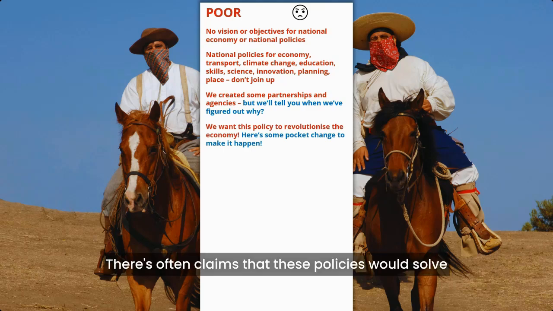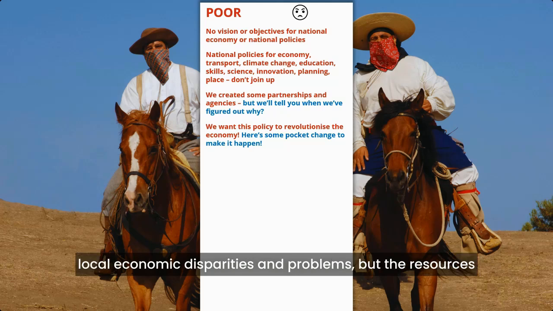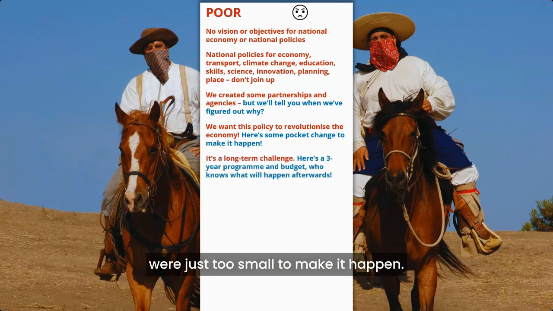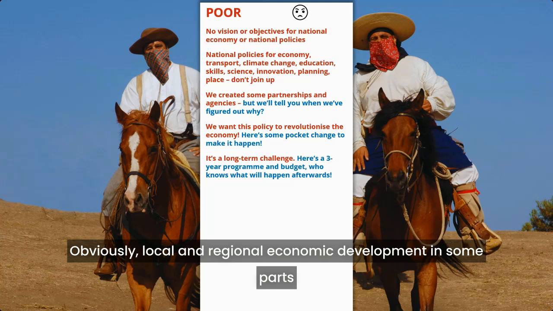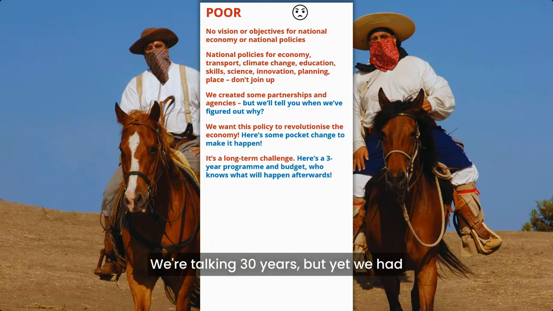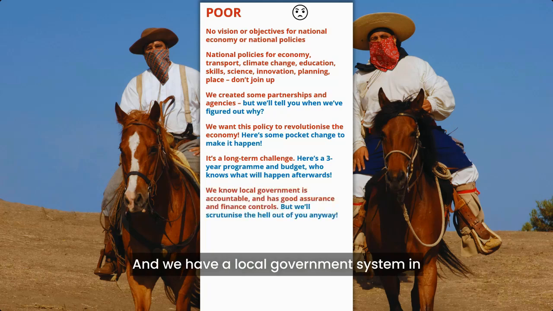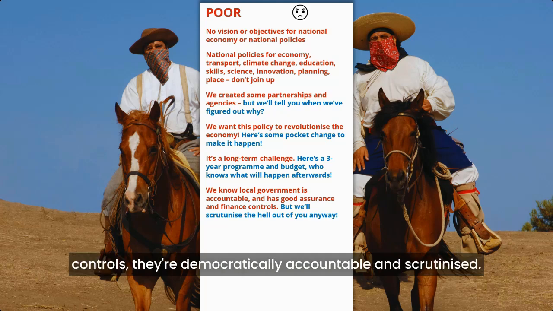There's often claims that this policy would solve local economic disparities and problems, but the resources were just too small to make it happen. Obviously, local and regional economic development in some parts of the UK is a long-term challenge. We're talking 30 years, but yet we had 3-year budgets and programmes with no idea what would happen after these expired. And we have a local government system in the UK which is very well managed, accountable. They've got good assurance and financial controls. They're democratically accountable and scrutinised.